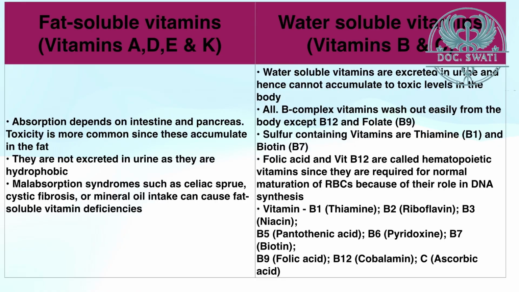Folic acid and vitamin B12 are called hematopoietic vitamins since they are required for normal maturation of RBCs because of their role in DNA synthesis. Vitamin B1, thiamine, B2, riboflavin and B3, niacin, B5, pantothenic acid, B6, pyridoxine, B7, biotin, B9, folic acid, B12, cobalamin and C is known as ascorbic acid.